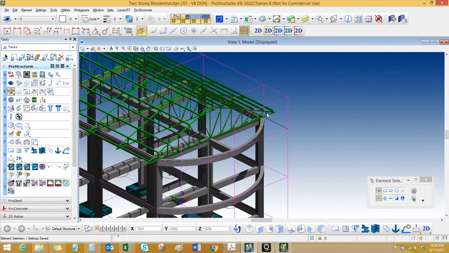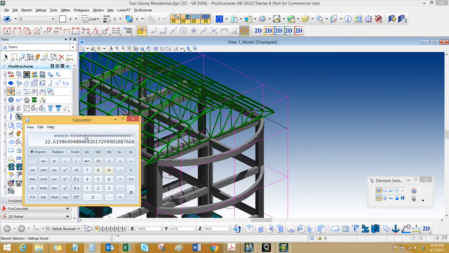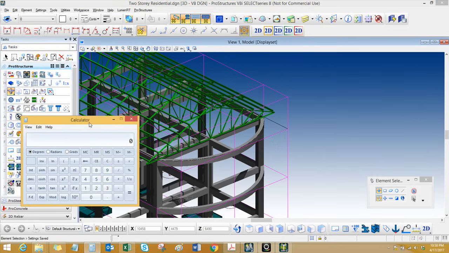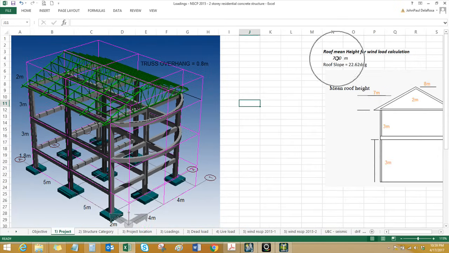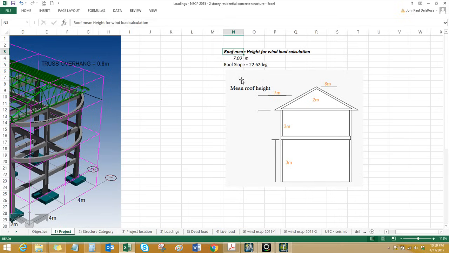So, yung angle ng truss natin, bale, 2 divide 4.8, then i-inverse natin tangent, so around 22.62 degree. So, yan. Yung roof slope natin is 22.62 degree.